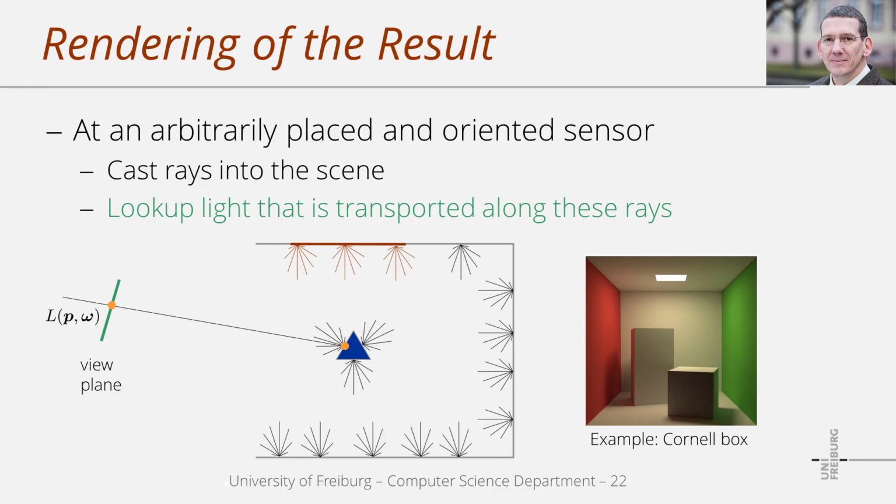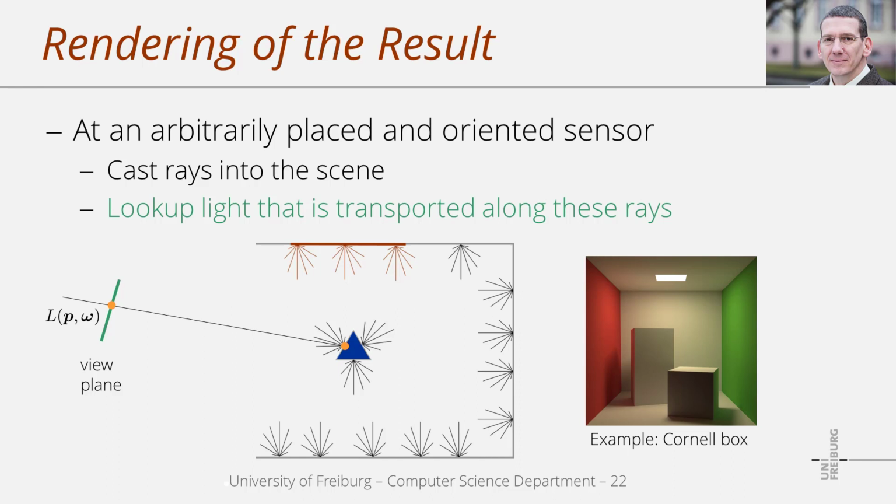You can place a sensor at an arbitrary position with an arbitrary orientation looking into the scene, and then you cast rays into the scene for which you compute intersections with the surface elements. Then you look up the light that is transported along the ray from this intersection point to the sensor. So if the entire light transport in a scene is known, then the rendering is a simple lookup.